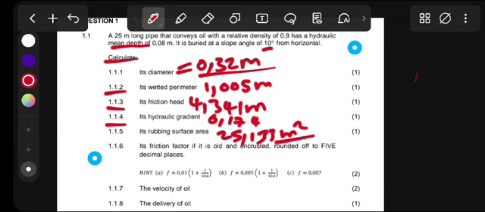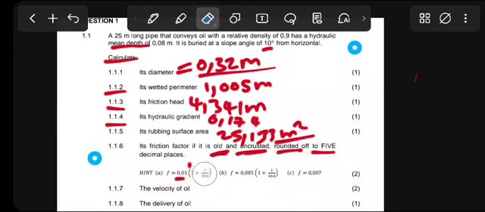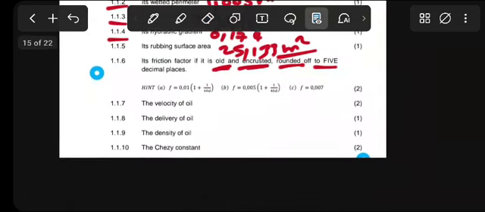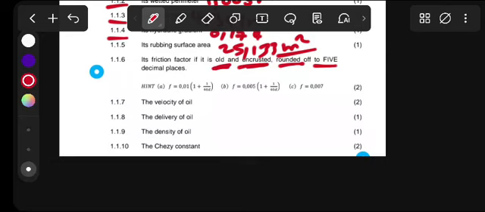So it says here 1.1.5, calculate its friction factor if old, rounded off to 5 decimal places. Hint, we've given these two. Which one are you going to use? Remember, we have the new pipe and the old pipe. We're using this for the old, this is for the new. So be careful about this. Let me call that 1.1.6.